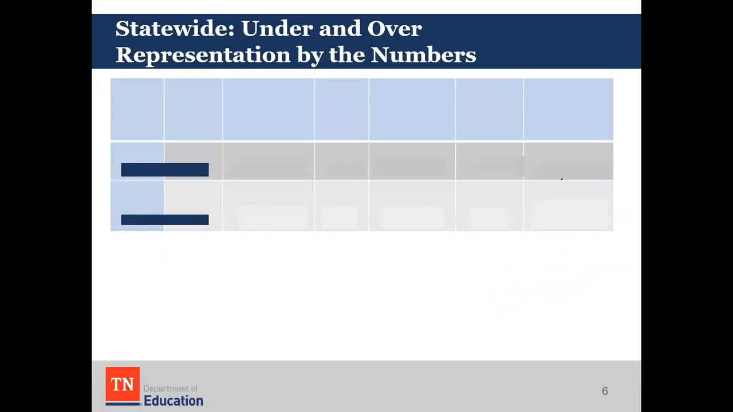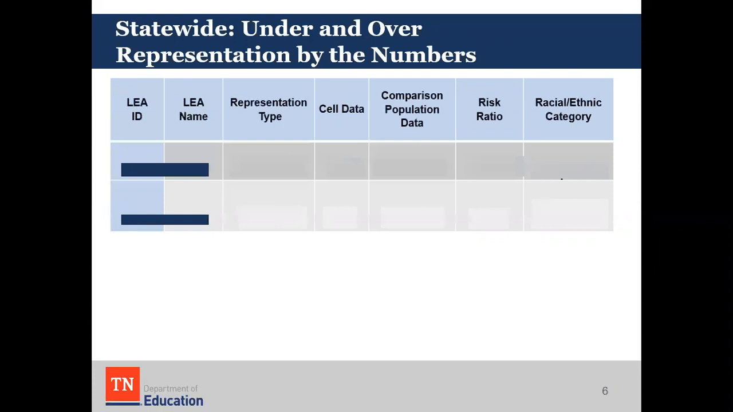Here is a sample with our statewide data. This is our under and overrepresentation by the numbers. On your tables, you will see your district LEA number and name, then the representation type of over or under. You'll see your cell data. If it was flagged, the top number besides where it was flagged tells you how many were in your district in the cell. The comparison population data, the resulting risk ratio, and the category, the racial or ethnic category that it falls in.